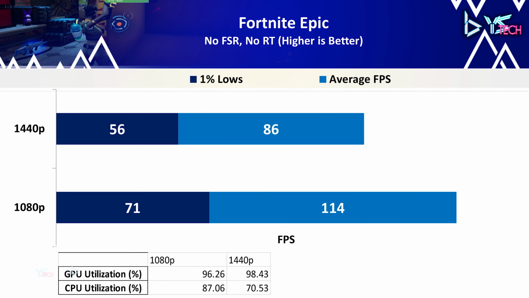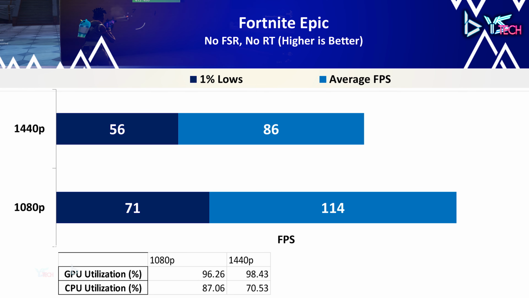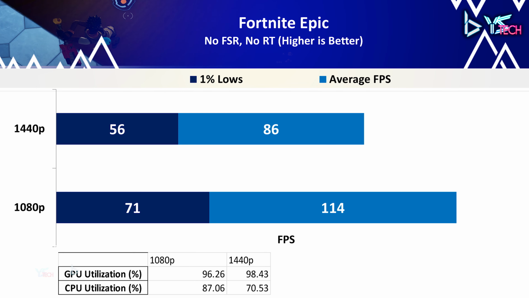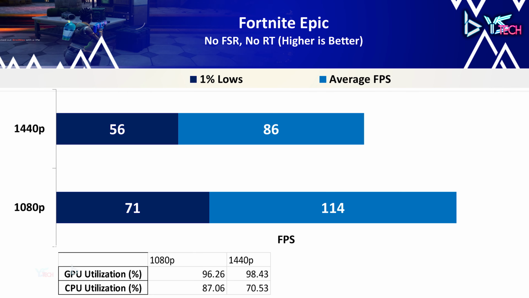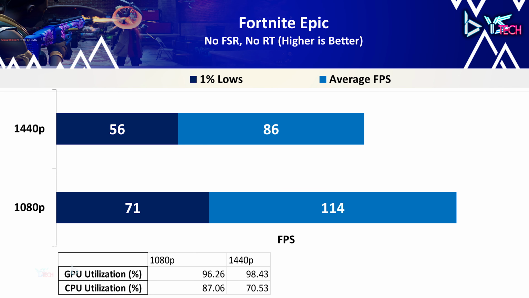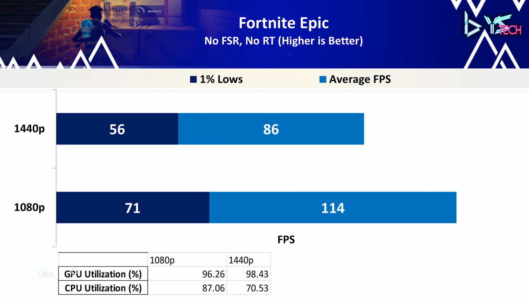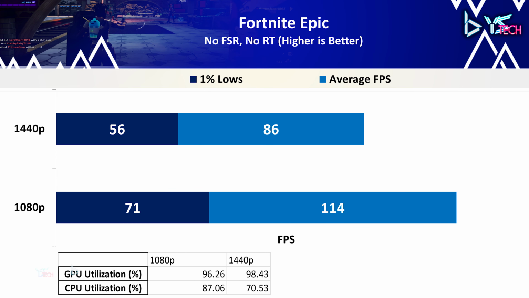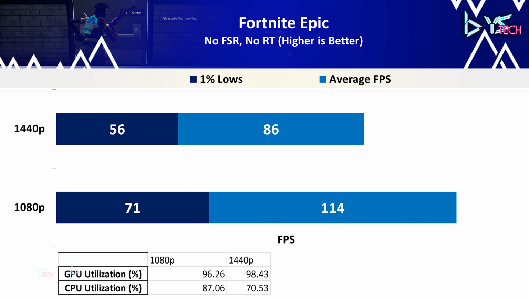Next we have Fortnite on DX12 with the Epic settings. I will also be doing the performance settings in just a moment. So on the Epic settings, at 1440p we got 86 FPS on average, and on 1% lows we got 56 FPS. On 1080p we got 114 FPS on average, and we got 71 FPS for 1% lows. Now we can see that's a pretty big drop off between the two resolutions, with the average FPS being a percentage difference of 24.6% and the 1% lows being a difference of 21.1%.